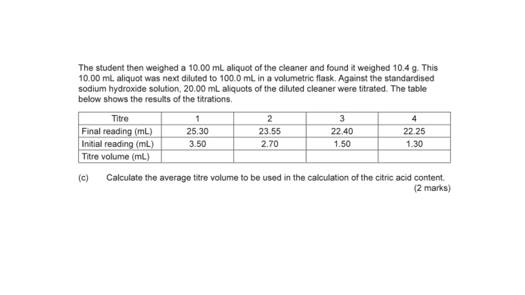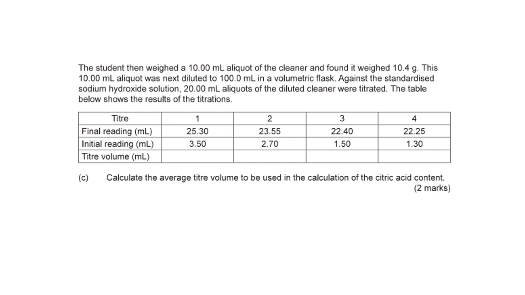So what's confusing about this is they've used the word aliquot twice. So this is where that diagram approach really helps. So they took a 10 mL sample of the original cleaner. They diluted it to 100. They then took that 100 and took 20 mL samples to do the titration with. And these are the values of the sodium hydroxide titrations.